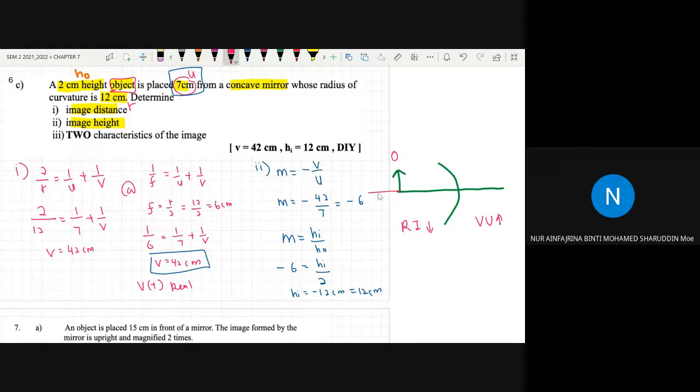So dia dekat depan cermin. Dia macam ni. So this is your image. Okay, very good. Sebabkan dia adalah real image dan dia adalah inverted. Disebabkan dia inverted lah, magnification awak positif ke negatif? Negatif. Very good. So itulah magnification awak adalah negatif. So, apakah two characteristics of this image? Dua je. Real image, inverted, magnify or diminish?